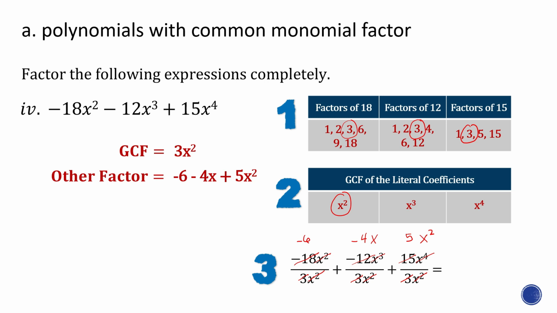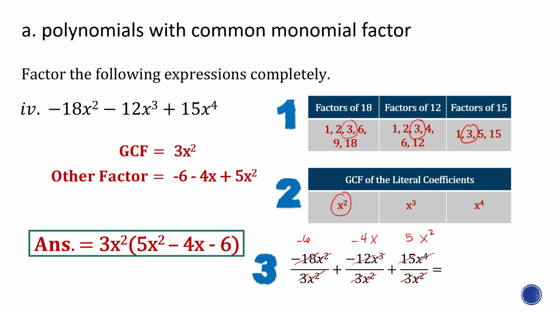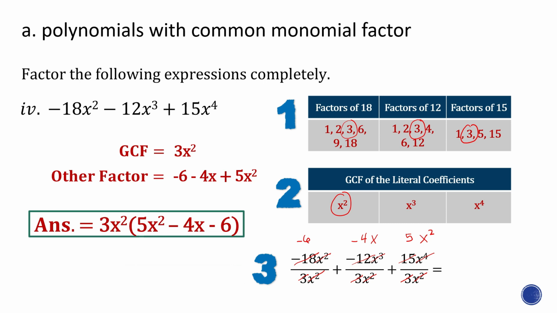Just put the GCF and the other factor together, and that will give you the final answer. And again, notice that I arranged negative 6 minus 4x plus 5x squared into the standard form. That's 5x squared minus 4x minus 6. All right, let's go to the final example.